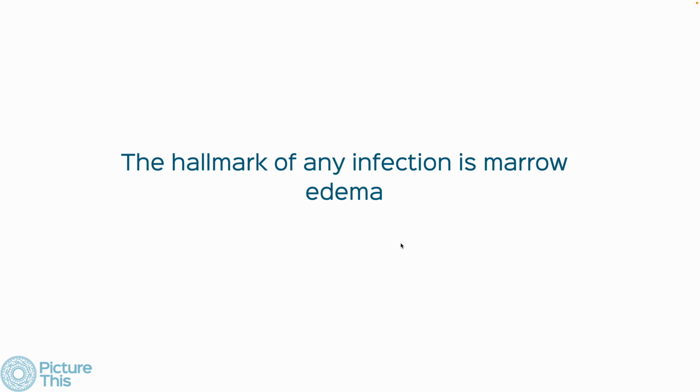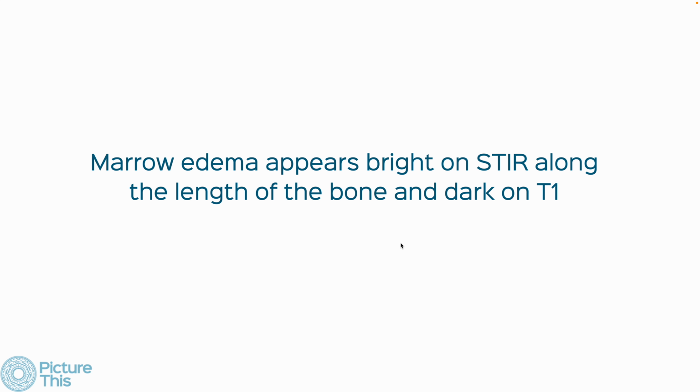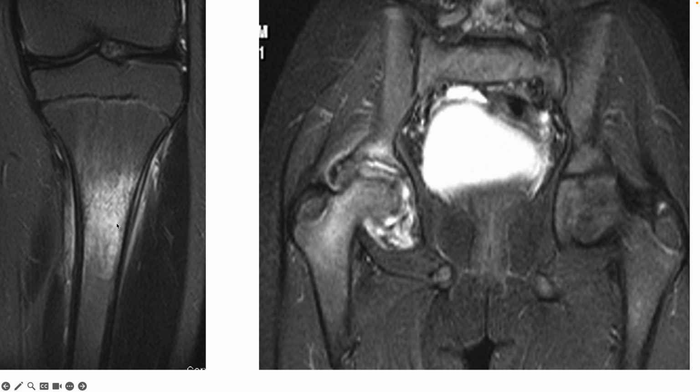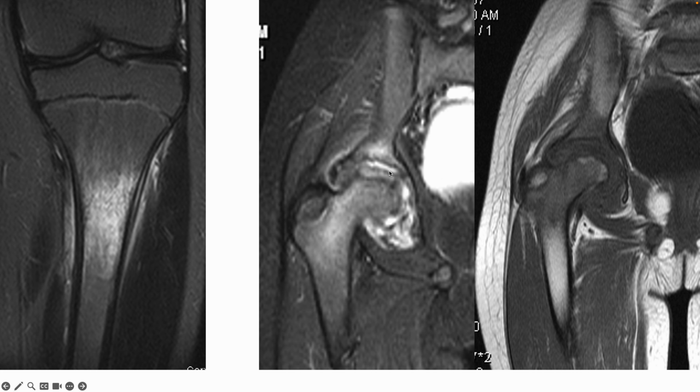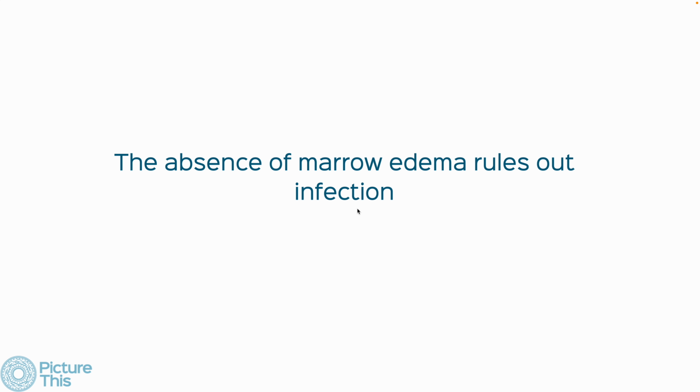The hallmark of any infection is marrow edema, which appears bright on STIR and dark on T1. So this is marrow edema on the STIR in the tibia. This is marrow edema in the femur. And this is the dark marrow edema on T1. And you have to match both of these together. You can't just look at the T1 and say this is marrow edema, but when both of these come together, then you know that this is marrow edema.